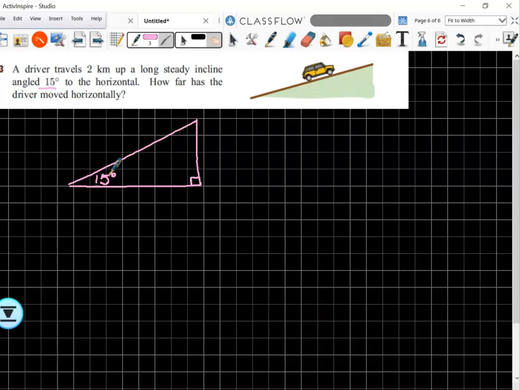Where am I sticking the X? At the bottom, right? This is your horizontal part here, so we put the X. Now, where are you going to put the 2 kilometres? It is a little bit misleading when they say up, because some people will scan, go, oh, up, and put the 2 here. But a driver travels 2 kilometres up along a steady incline, so would we agree that that is the 2?